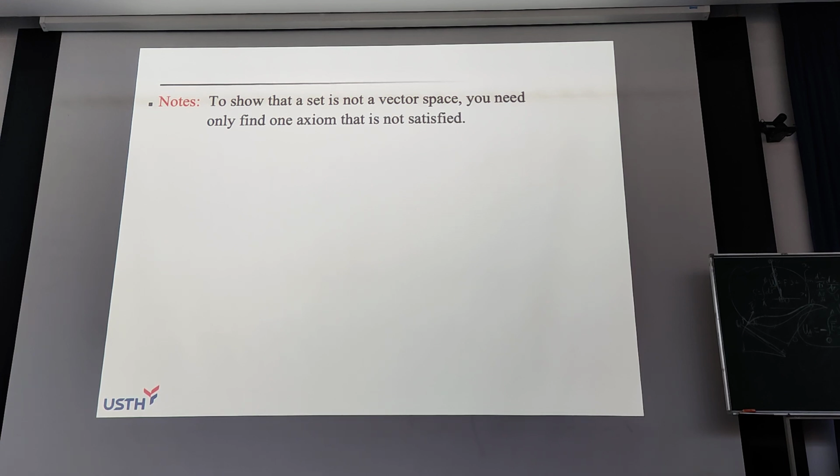And here is some remark for you. If you are required to show something is not a vector space, you do not have to verify the 10 properties. You need to show that only one of the 10 properties is broken. One of the 10 properties in the definition is not satisfied. That's okay. And here is an example for you to see.